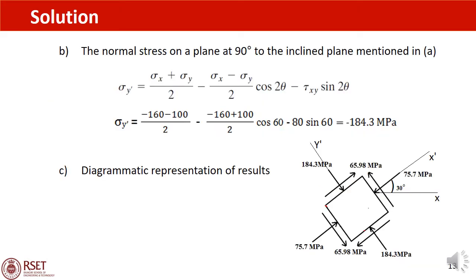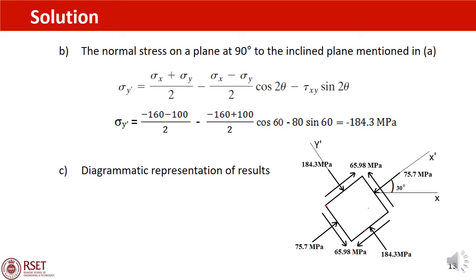Now we need to also find out the value of sigma y dash, which is acting on a plane at 90 degree to the inclined plane mentioned in A. Now substituting the given values in the expression for sigma y dash, we get sigma y dash is equal to (minus 160 minus 100)/2 minus (minus 160 plus 100)/2 into cos 60 minus 80 into sin 60, which is equal to minus 184.3 megapascal.